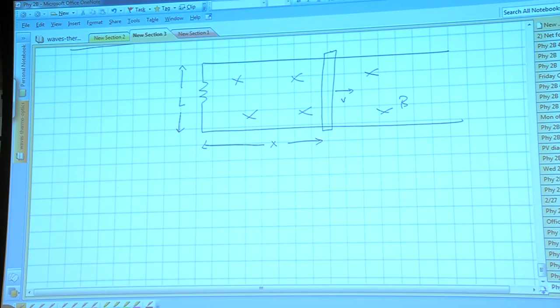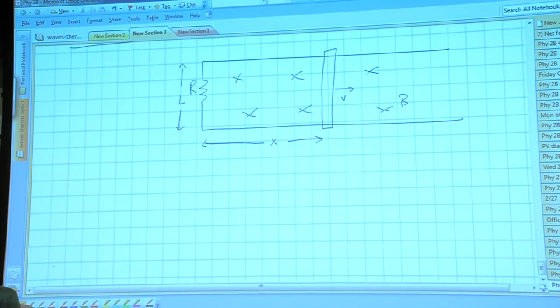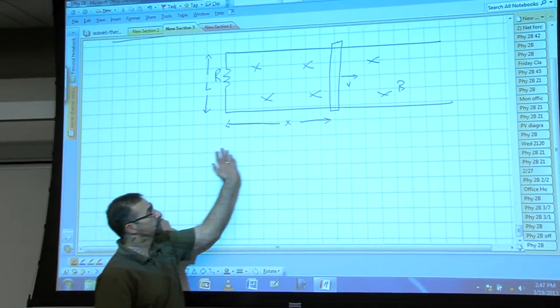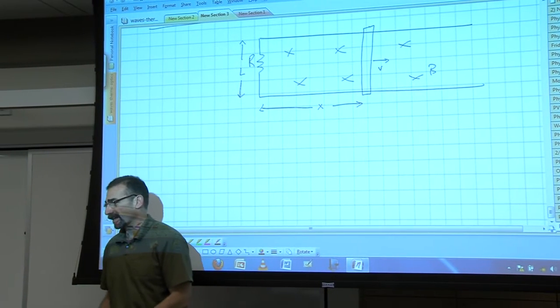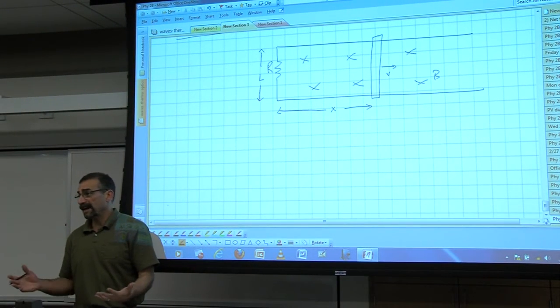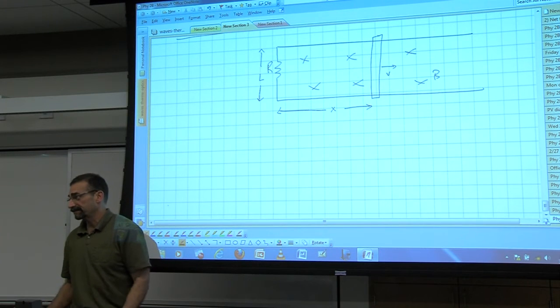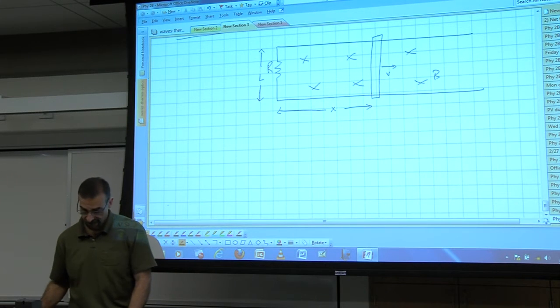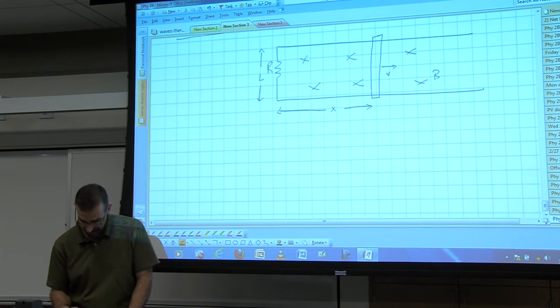All right, so we want to know what's the induced current. If we move the bar at some speed V, we're trying to figure out, we know the R, the resistance in the wire. We know the speed we're moving our bar. We know the magnetic field. We're trying to figure out what the current is. We know the direction of the current, right? What direction is the current? Counterclockwise, right?